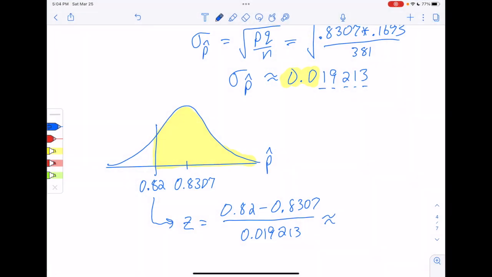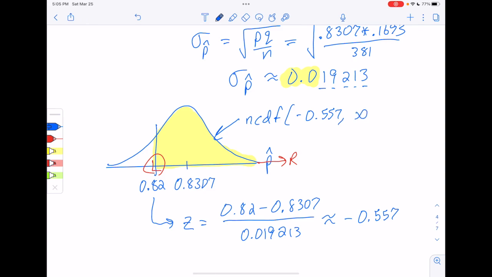So switching back over, negative 0.557. So that's our z, and we can use that to find this area. So we'll do normal CDF from our left-hand boundary, and our left-hand boundary is right here. Our right-hand boundary is over here towards infinity. So left-hand boundary, negative 0.557, always using z-scores. Right-hand boundary is infinity, and then we can go to the calculator with that.